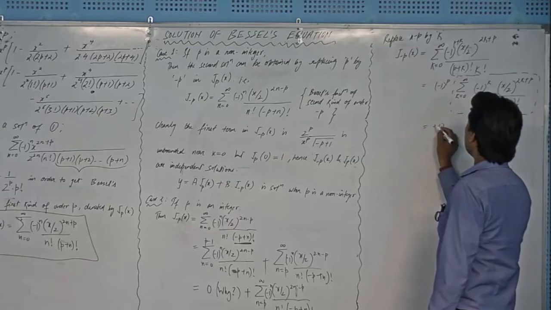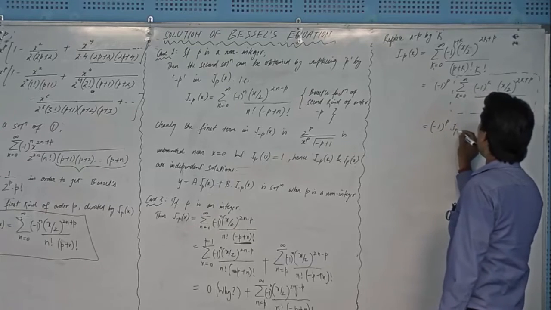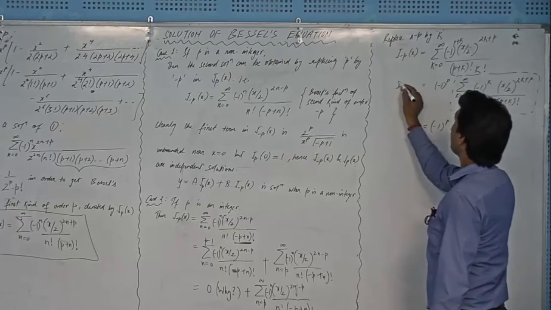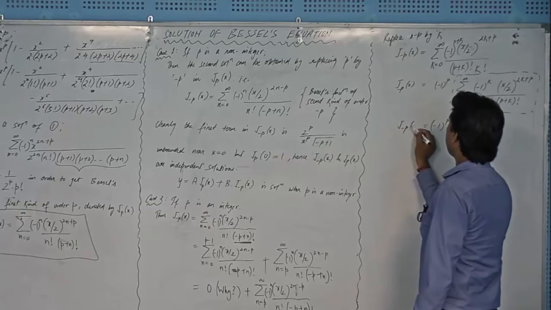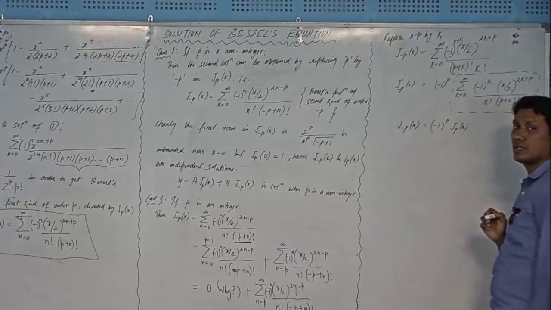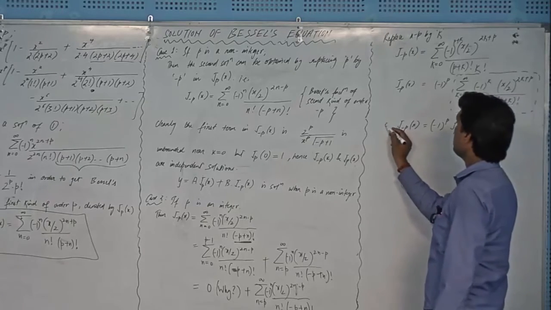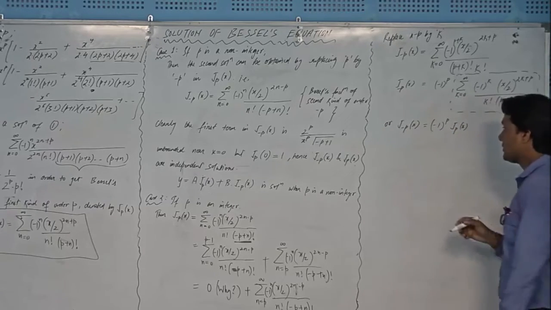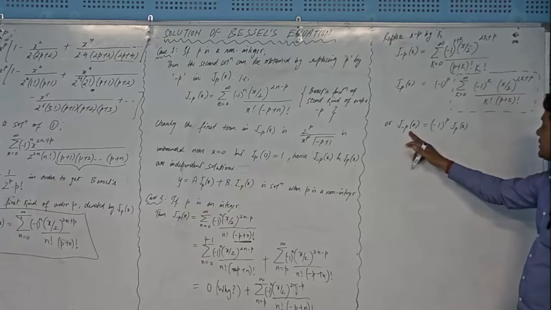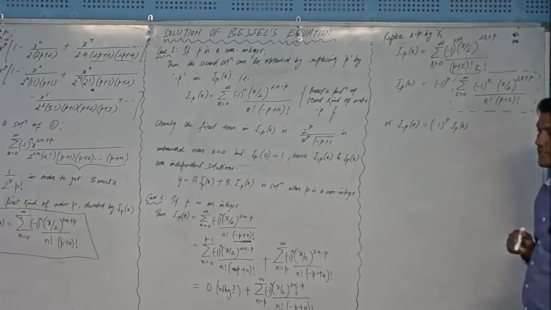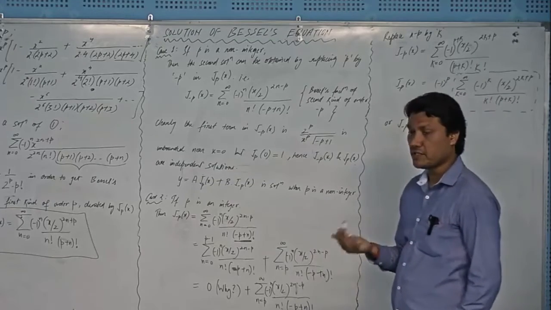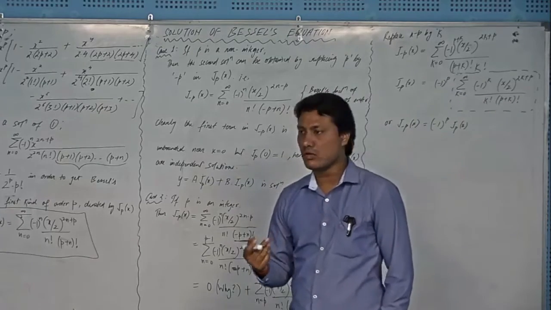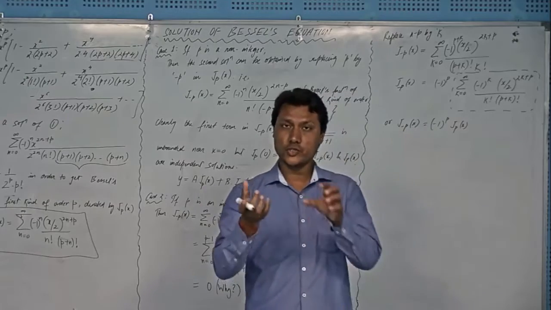That will be minus 1 to the power p j of p x, and here we had j minus p x, right? And now you can see that this j minus p x is actually a scalar multiple of jpx. So we cannot say that j minus p is an independent solution. No, it is depending on jp, because their ratio is a constant.